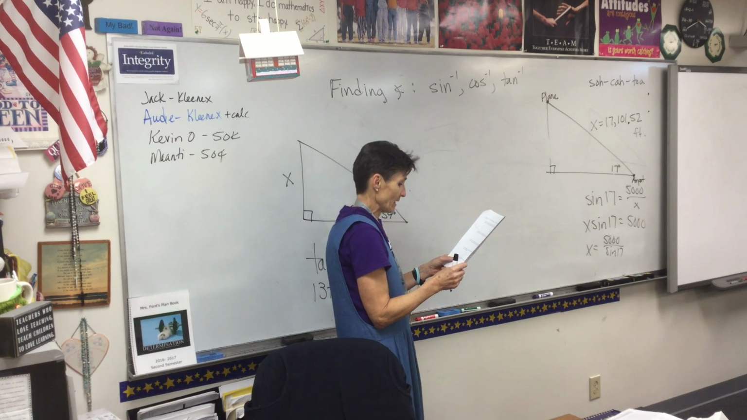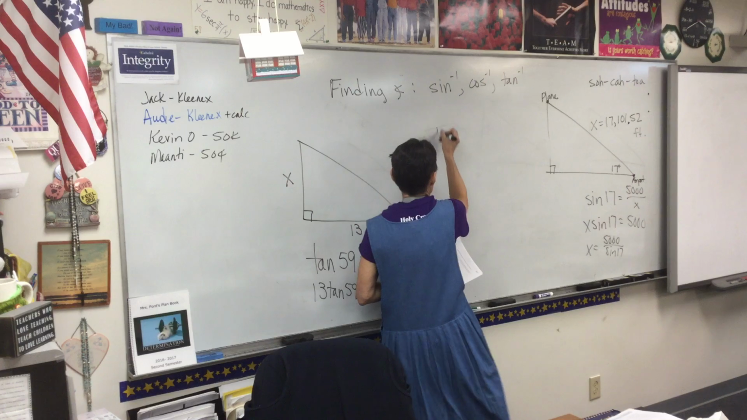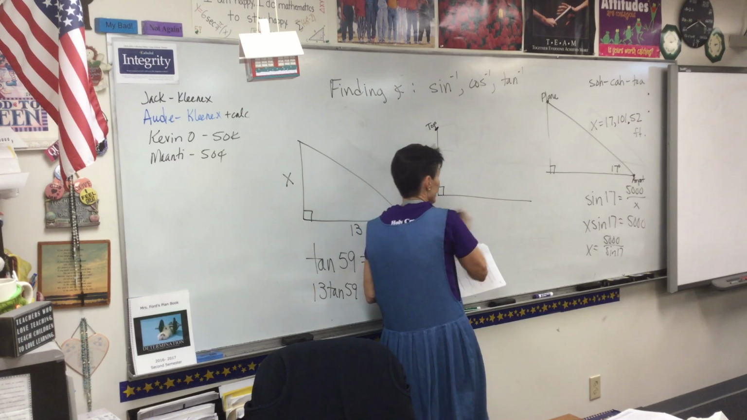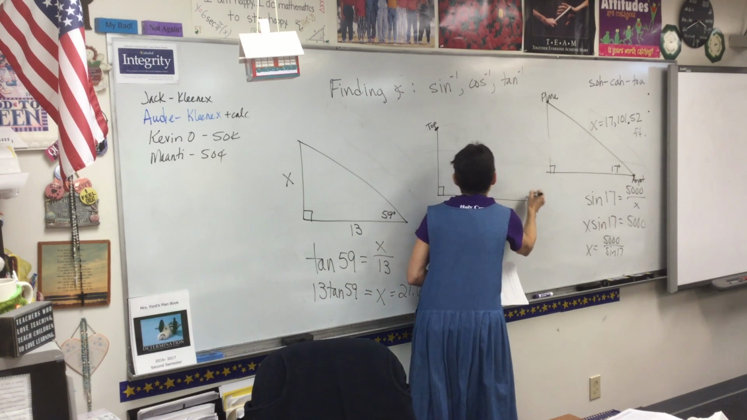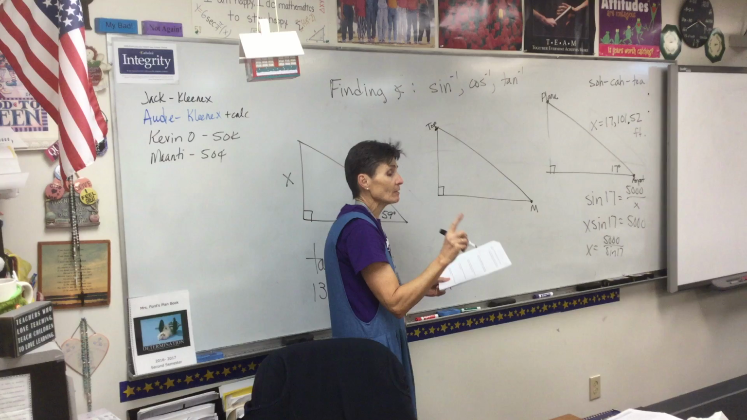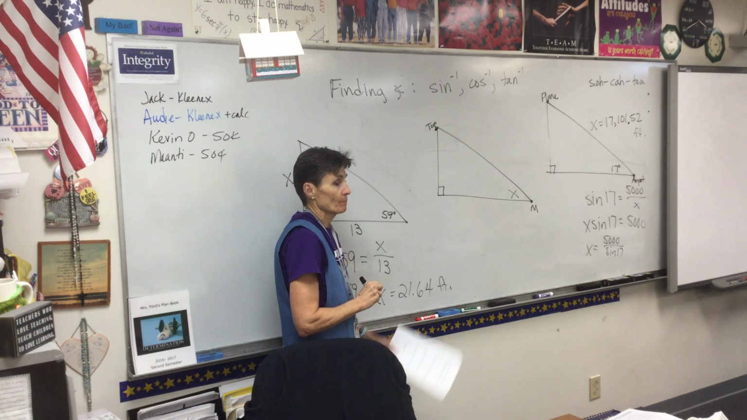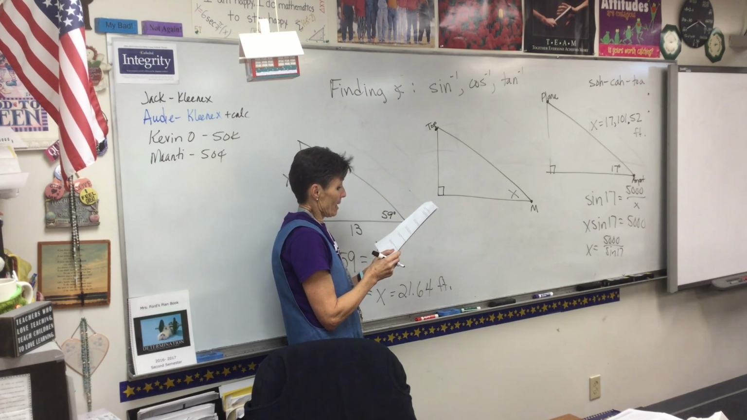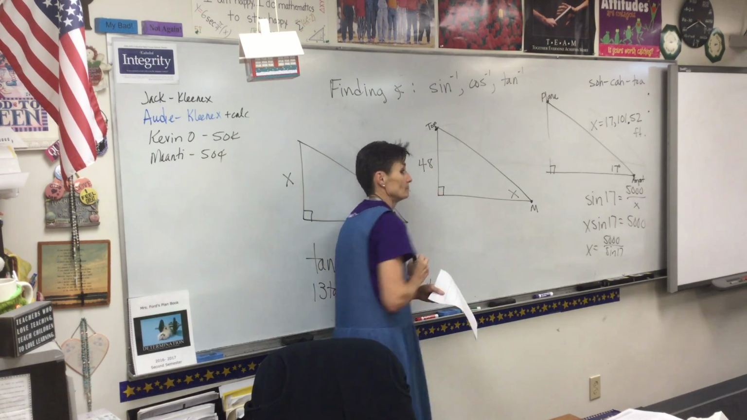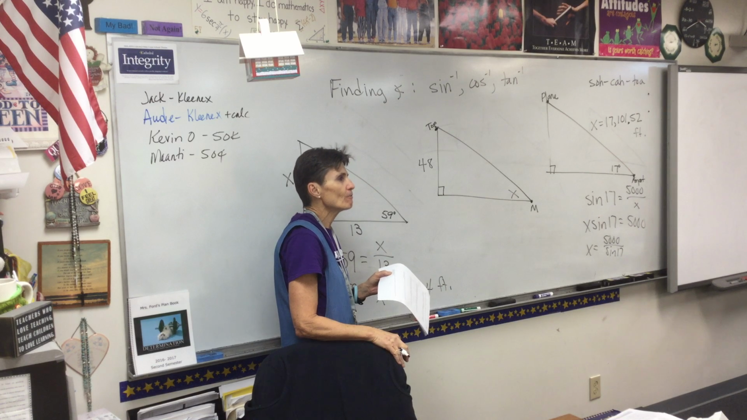What is the angle of elevation of a man looking at the top of a building? So here is the top of the building. Here is the man, and he is looking up at the top of the building. What is the angle of elevation? X. That's the angle of elevation. The building is 48 feet tall, and he is standing 100 feet from the building.